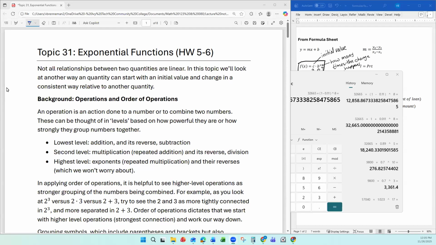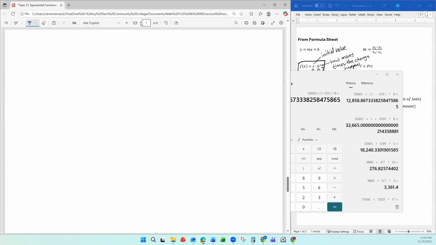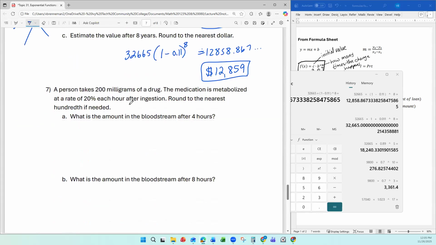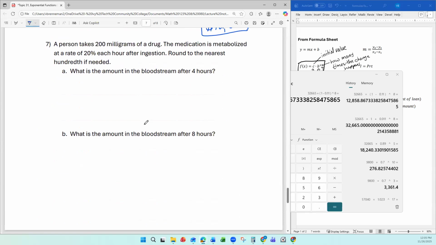This video is over topic 31, numbers 7 through 10. So these are all not being asked to write an equation, but a situation that's going to take an exponential calculation. The way you know it's going to take an exponential calculation is because you have a percent and then each, per, every something that indicates that percent change is being repeated.